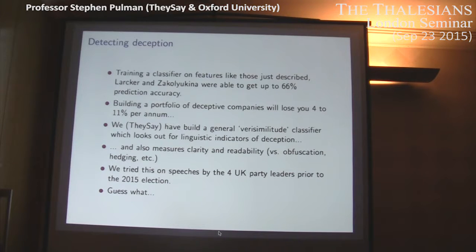We've been building what we call a verisimilitude classifier, which looks out for these linguistic indicators, and also looks out for other things as well. We try to think of it as a kind of general measure of information quality, so we have various measures of readability: how straightforward is the language, are people trying to obfuscate and disguise things, is there a lot of so-called hedging, where you're saying, well, it may be such that, as opposed to being certain.